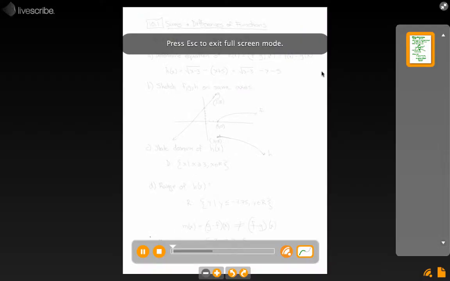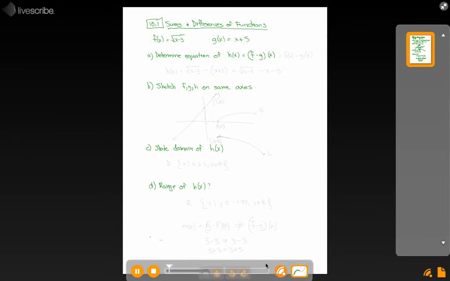This example comes out of section 10.1, Sums and Differences of Functions. In this example we're asked a very similar set of questions to the last, the sum example that we did in example 1, but this time it's a difference. So h of x equals f minus g of x, or in other words, f of x minus g of x, which is a far simpler way of writing it.